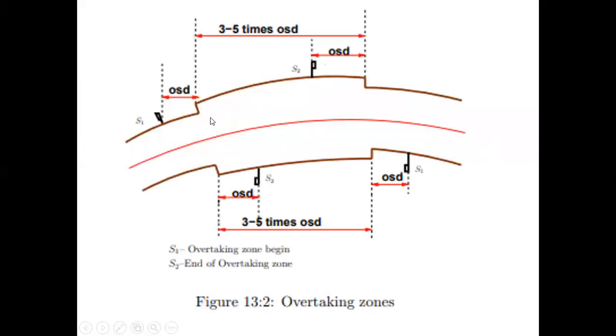The length of this overtaking zone is shown on both sides, and it is 3 to 5 times the actual overtaking side distance. Is it clear? So whenever the driver cannot overtake on some road stretches, such zones are provided so that the driver can do the overtaking maneuver in them. These are called overtaking zones. Is that clear?